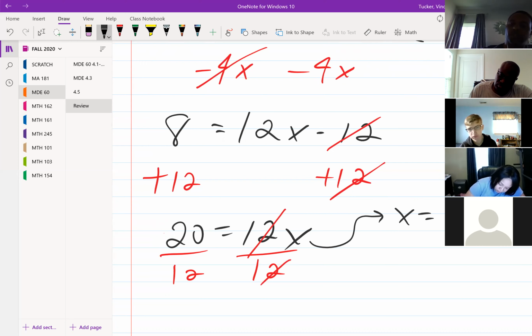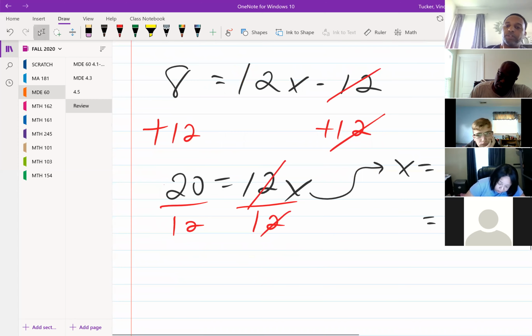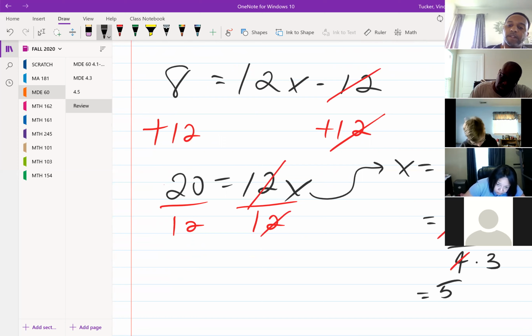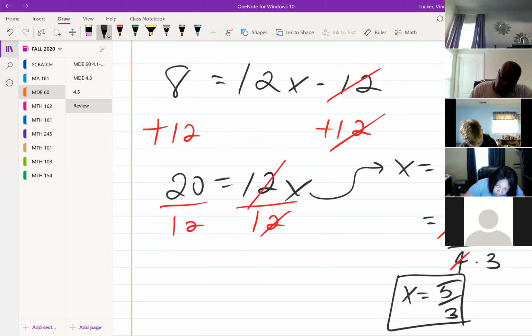This is equal to 20 over 12. But don't forget you are expected to reduce. That 20 is 4 times 5. 12 is 4 times 3. 4's can cancel. x is equal to 5/3. Questions on that?